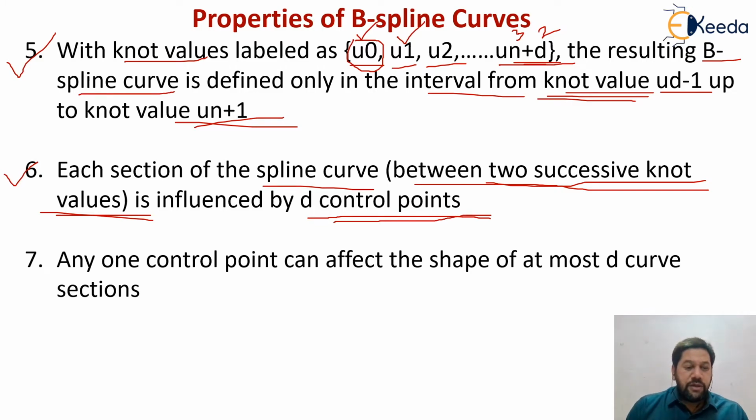Now I consider this as the last property of the B-spline curve. What is this last property?